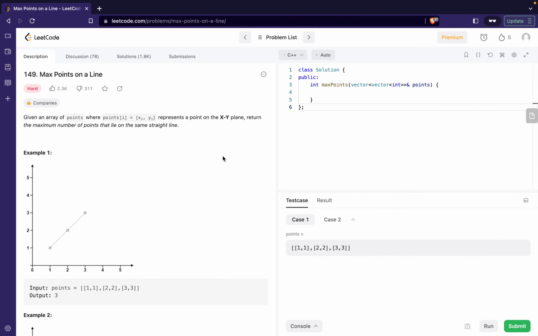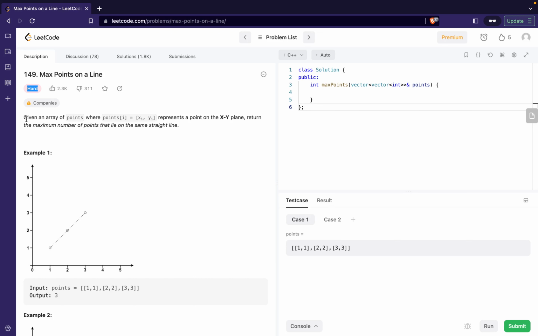Hi guys, in this video we are going to discuss the daily LeetCode challenge for 8th of January. The problem's name is Max Points on a Line. It has been categorized as a hard problem. However, it's pretty simple to do. I don't know why they have categorized it as a hard problem. The only thing you require to do this problem is simple basic mathematics. So let's get started with this question.